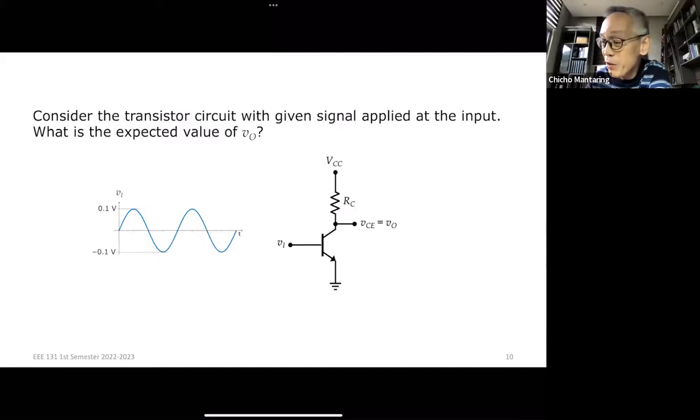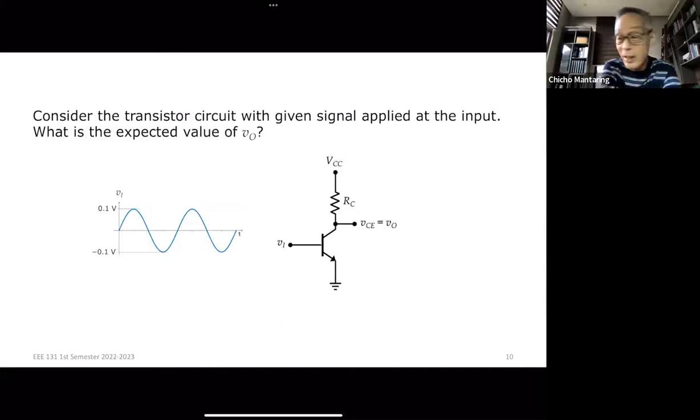Pag tinignan mo yung amplitude nitong input signal, on the positive side, the positive cycle, this is what will forward bias the base emitter. It forward biases the base emitter, but it does not reach the threshold voltage to make this really conduct. Kasi 0.1 volt lang eh. If this is silicon, you need at least, rule of thumb, mga 0.7. So this will not conduct on the positive side. Lalo na sa negative. Kasi sa negative, reverse bias natin yung base emitter junction. So in all instances, your collector current will be zero.